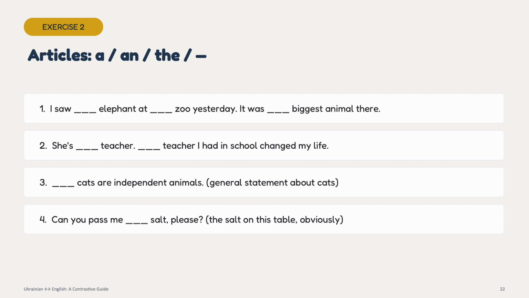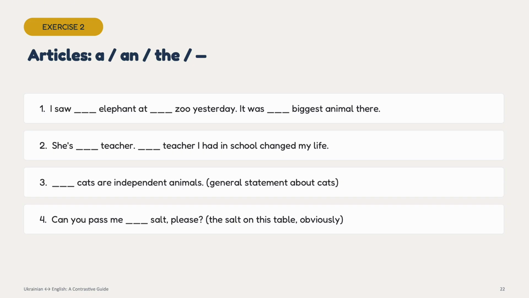Okay, I will translate everything to Adrian and everyone. So Alexandra chose three articles there. I saw the elephant at the zoo yesterday. It was the biggest animal there. And Alexandra explained it like the elephant because it was a concrete elephant which they could see at the zoo, because it was a certain place where they could see the elephant, and the biggest because it's superlative form.